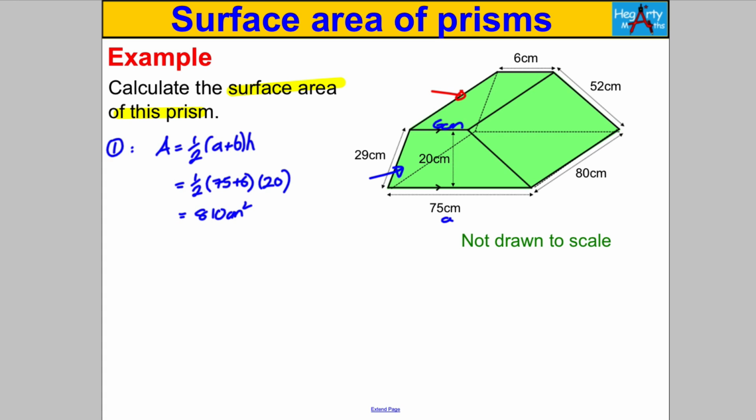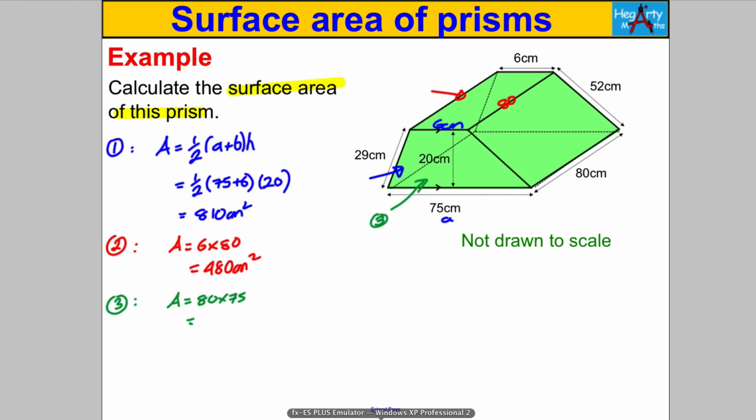Now let's do this top rectangle, which should be quite easy. Now that's 6, because that's 80 as well, so it's going to be 6 multiplied by 80, it's going to be a rectangle, which is going to be 480 centimeters squared. Now let's imagine the bottom rectangle, this bottom rectangle at the base. Let's call that number 3. Well, we know that's 80 along that way and 75 that way, so the area is going to be 80 multiplied by 75, and 80 multiplied by 75 gives us 6,000, so that's 6,000 centimeters squared.